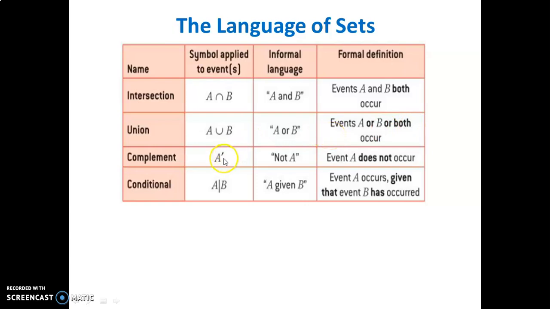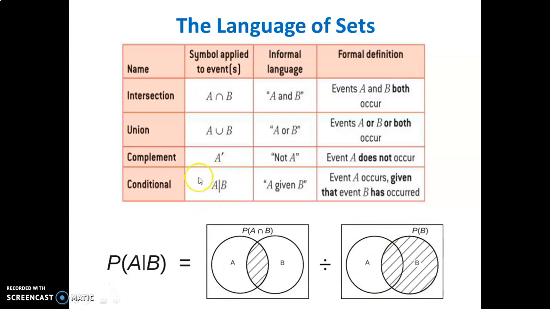Here we have the complement, which means not A, so everything except for event A. And here we have conditional probability. And this is what this lesson is going to focus on. These ones we looked at recently. Today, let's focus on this. This means A given B, or event A occurs given that event B has occurred.